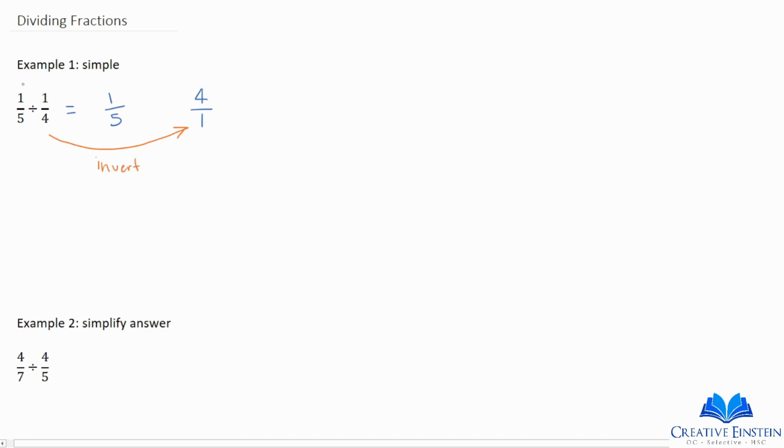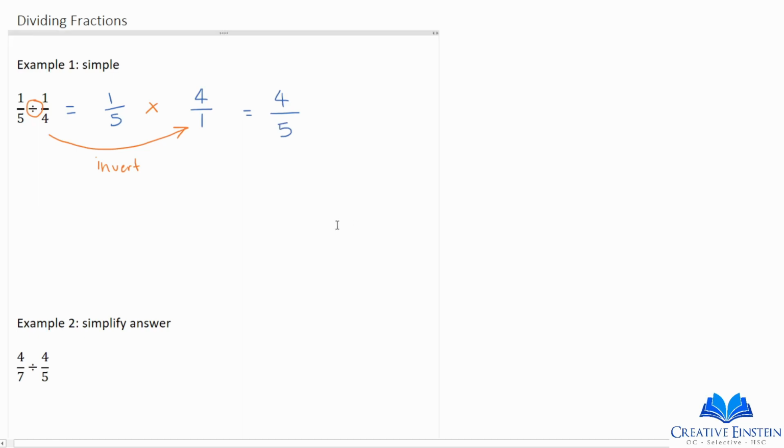And then once we have inverted, we no longer divide, we times. So when we times this, remember we times the top and we times the bottom. So 1 times 4 is 4, 5 times 1 is 5. Our answer is 4/5.